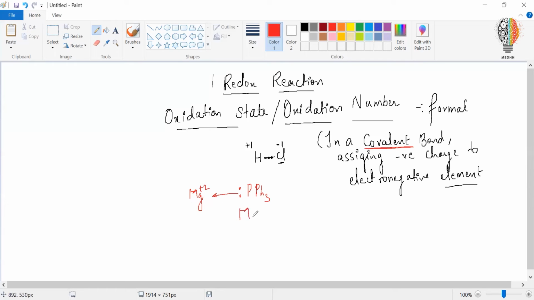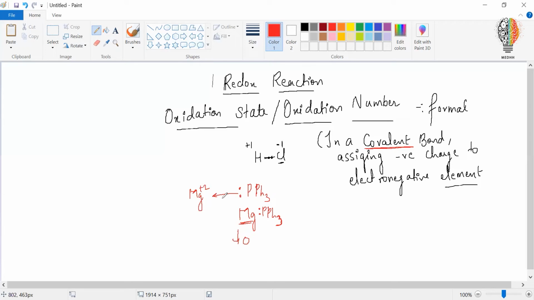Let's say I am writing this compound. Now if I ask you what the oxidation state of my metal will be, you're going to write it as 0. Why? Because this is a coordination compound, because there is a lone pair which is being donated. So always remember this, you're going to assign a formal charge only to your covalent bonds. Never apply this concept to your coordinate bond.